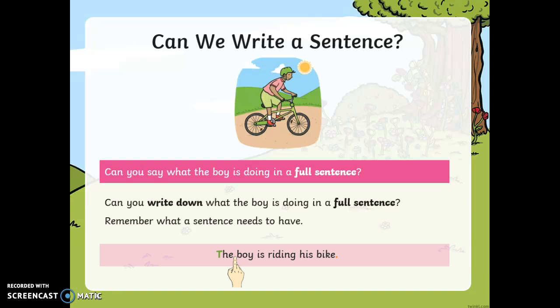So we could say, the boy is riding his bike. We could even make our sentence better and improve it by saying, the boy is riding a green bike. So we could include an adjective or a describing word to make our sentence more interesting.